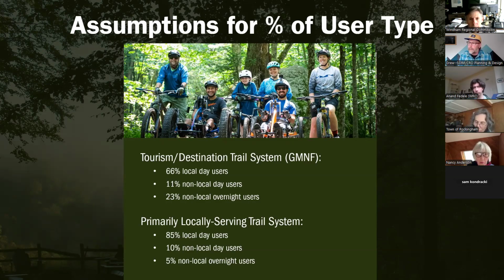And then on the National Forest, you get 23% non-local overnight folks. Those people are staying overnight. And that's a good estimate for tourism-oriented systems.